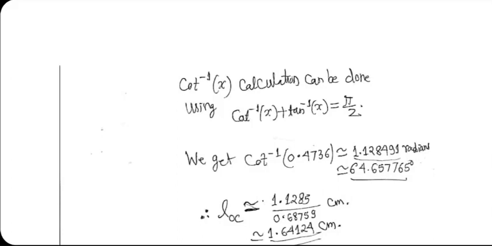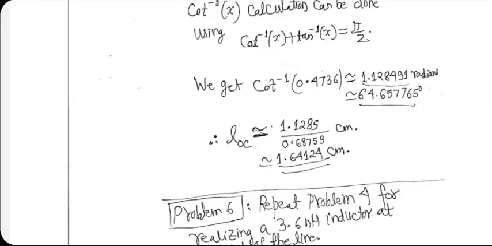Hopefully no mistake. So cot inverse of 0.4736 turns out to be 1.1284 something radians, which in degrees is 64 point something. LOC is now not a negative answer, so we don't have to worry about adding lambda by 2 at all. You are getting a positive length, which is good. Simply divide this 1.1284 something, which I'm approximating as 1.1285, by beta value, which you already know. So the required length in the open circuited case is 1.641 something centimeters.